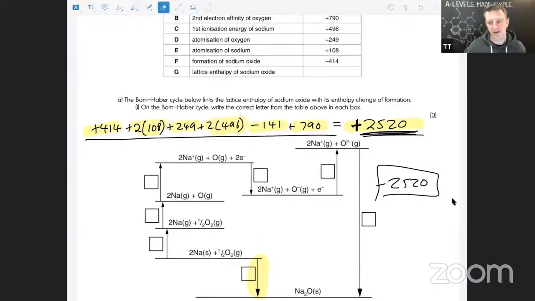If they gave you bond enthalpies, yes, they do usually ask for lattice association, Miss C. Yep, you're right. CaCl3. Okay. I'll have a look. So you don't have to do that for atomization of oxygen. You never have to halve it. Okay. So if it's a diatomic element, you don't have to halve it. Okay. That's really, really important.